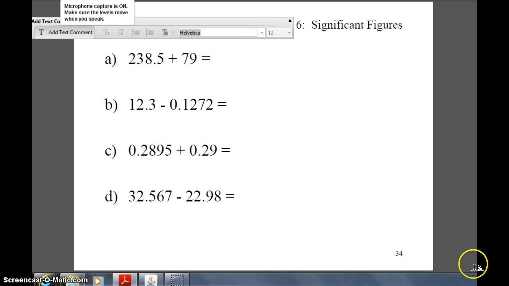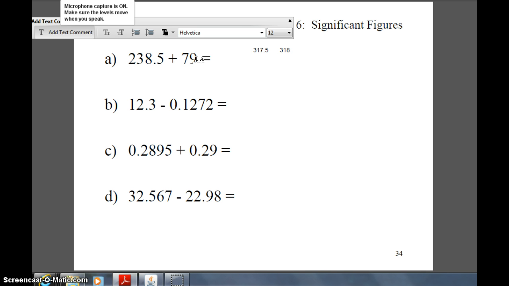Let's see if we can practice. So if you add, for instance, 238.5 and you add 79 to that, do you think you should have a decimal or no? Absolutely not, because when you add the two, it comes out to be 317.5, and there are no decimal places in the case of 79, hence you should not report any decimal place in this case, so you should report this answer as 318. Let's report it as 318 because you will be rounding it up.